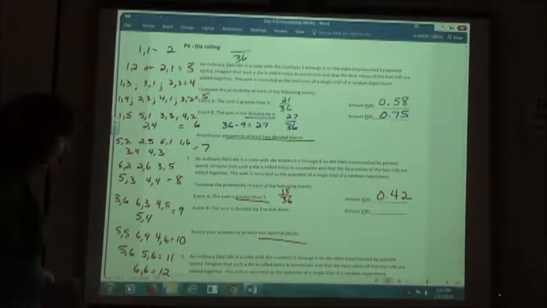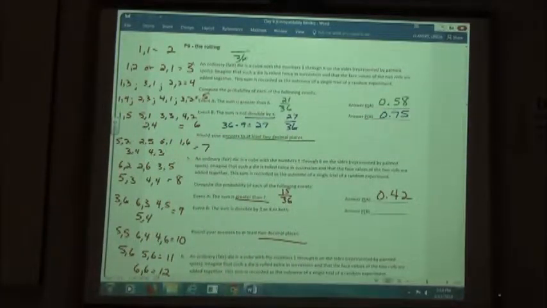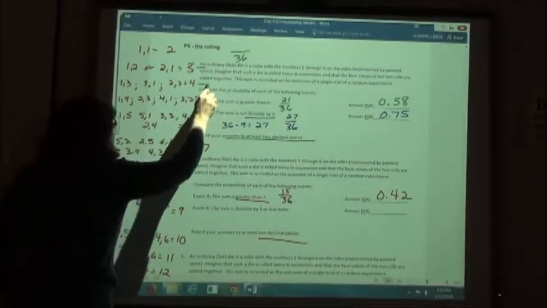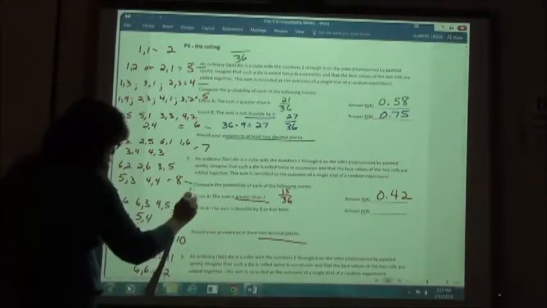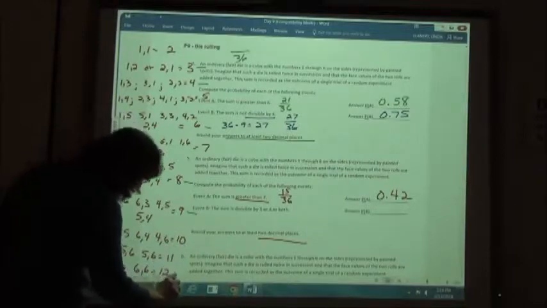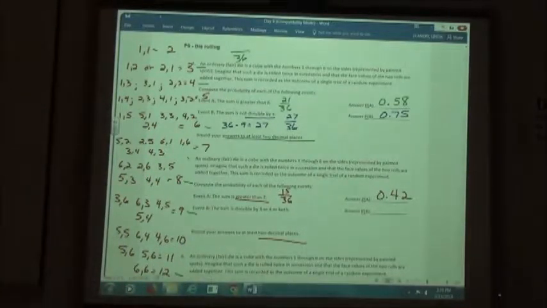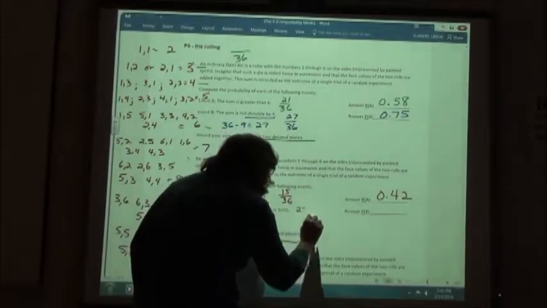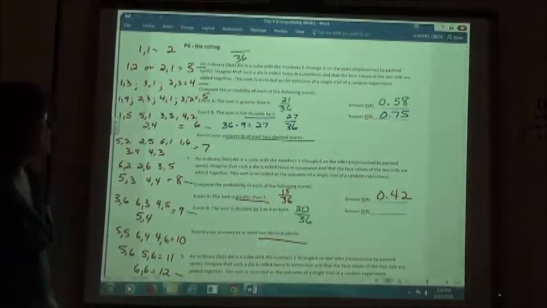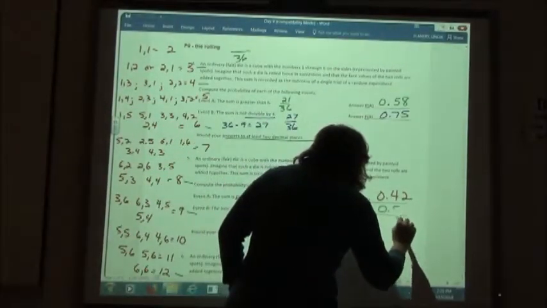All these ones here will say at least 2 decimal places. The sum is divisible by 3 or 4 or both. So anything that's divisible by 3 or 4 or both. It's divisible by 3. So 3, 4, 6, 8, 9, 12. I think all those are divisible by 3, 4, or both. 20 out of 36 is what I came up with. 0.56.